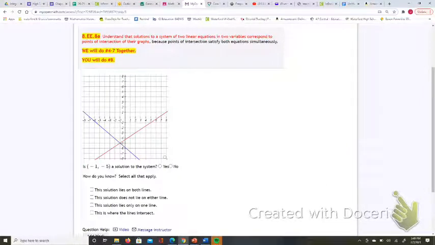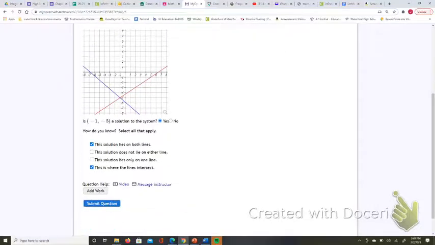Number 3 says, is (-1, -5) a solution to the system? I'm going to go to (-1, -5) and put a dot. This time, do you notice that my dot is on the red line and the blue line? It is on the point where they intersect. So yes, it is a solution. It lies on both lines, and this is where the lines intersect. So we have to select both of them. Those are both reasons why it is a solution. Then submit.